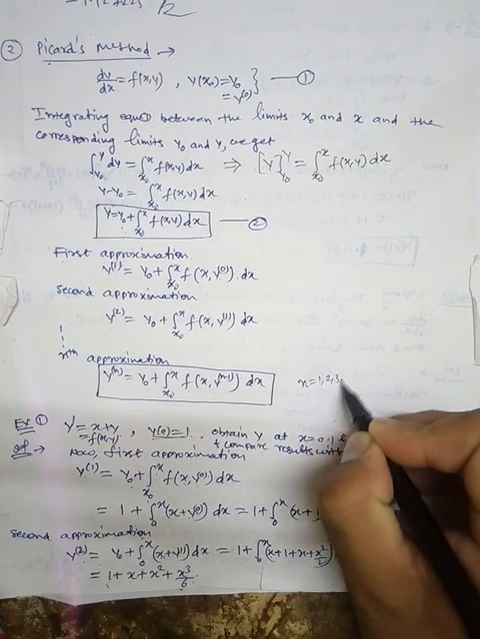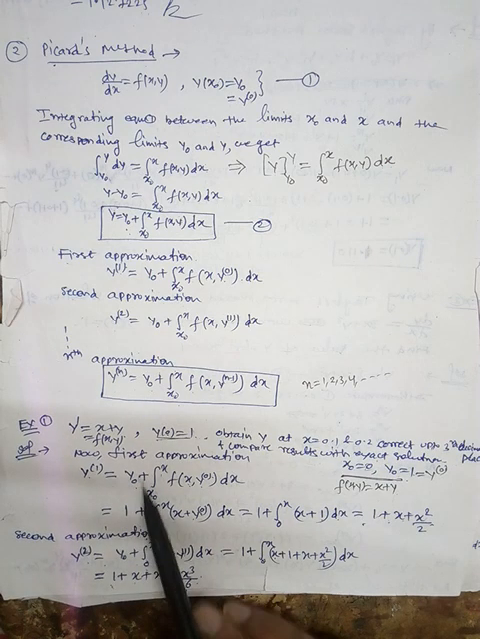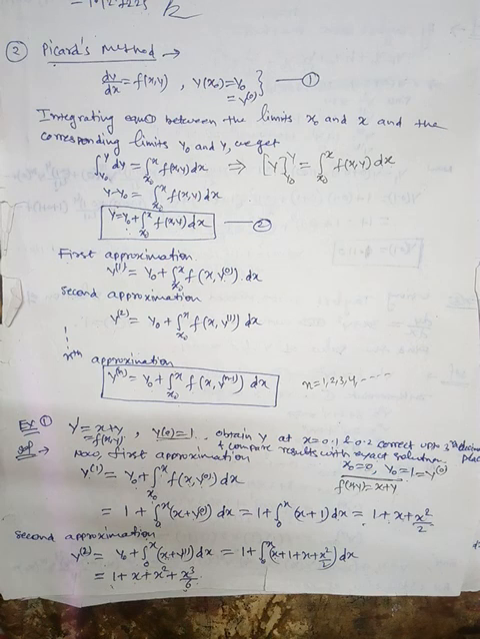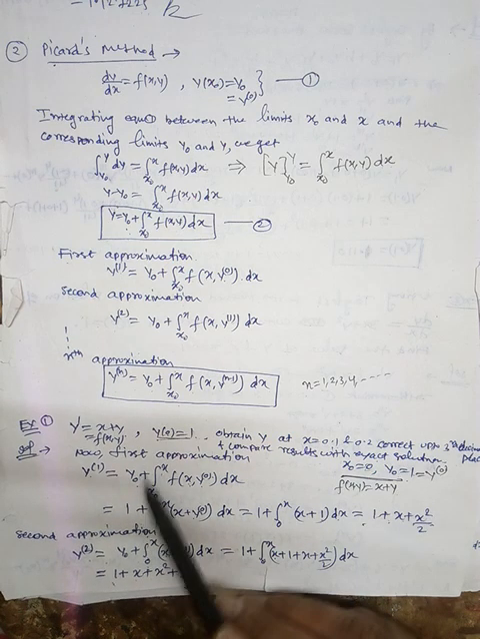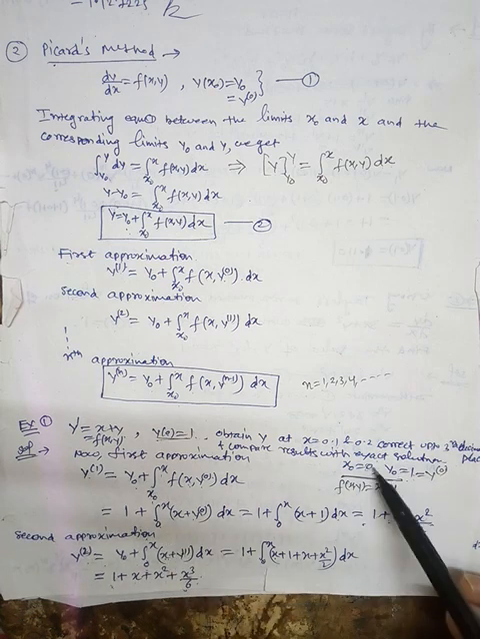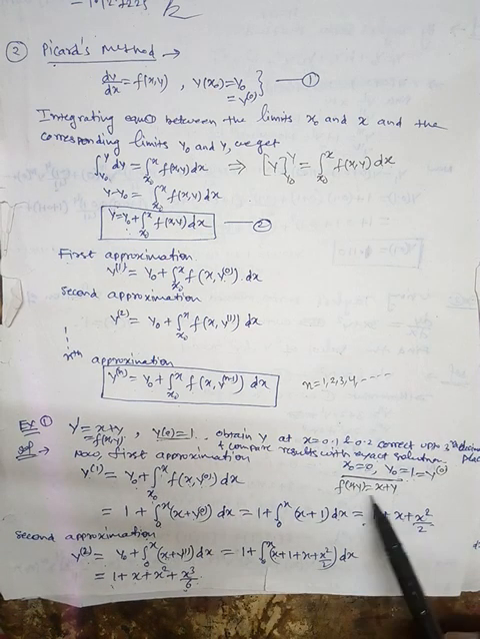1, 2, 3, 4 and so on. So put n is equal to 1 here. So y1 is equal to y naught plus the integral from x naught to x of f(x, y naught) dx. Fine. So what is y naught? y naught is basically 1. So 1 plus the integral from x naught, which is 0, to x. f(x, y) is basically this function.